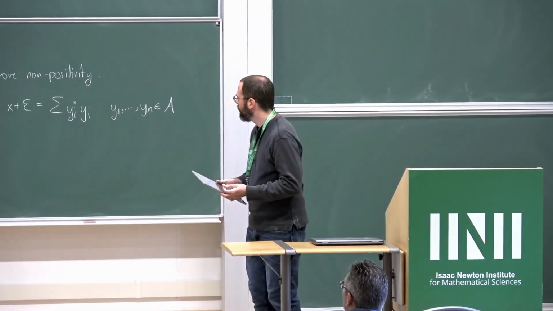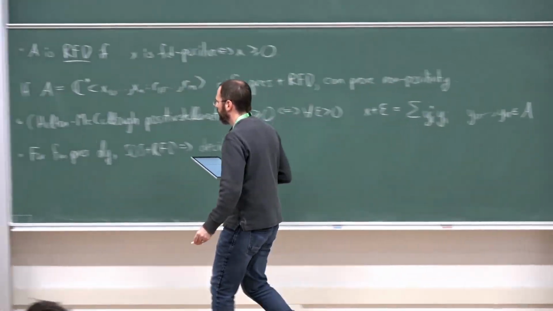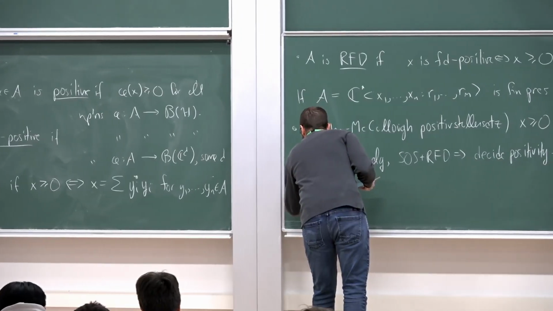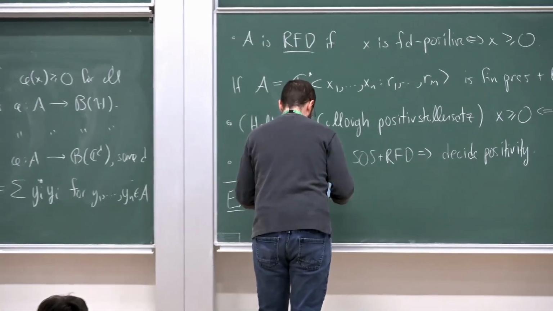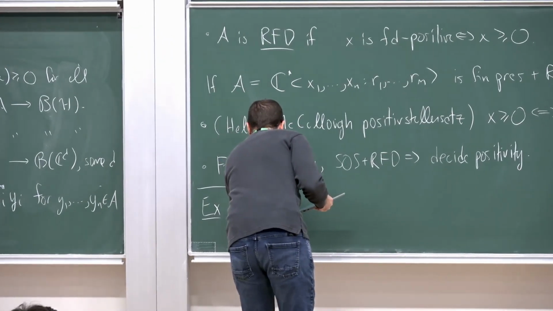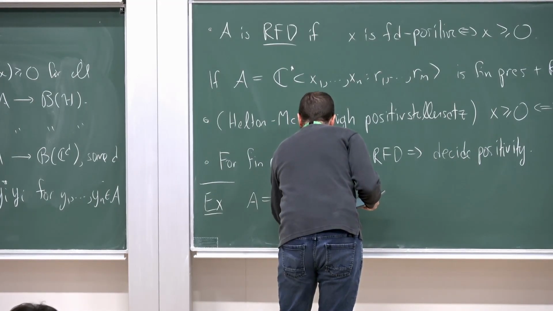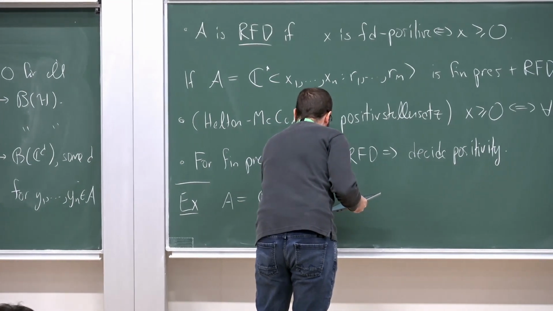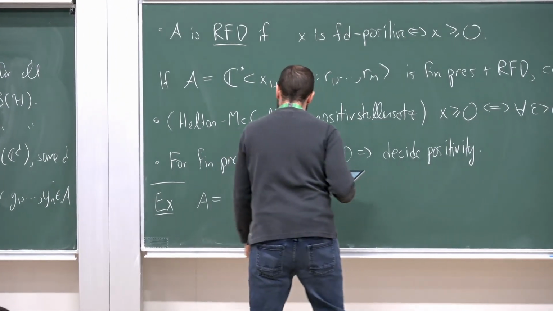I think it's helpful to see some examples. The first thing to look at is just the commutative case. And the first algebra we might want to look at there is just ordinary polynomials.